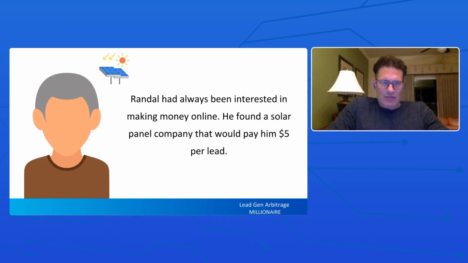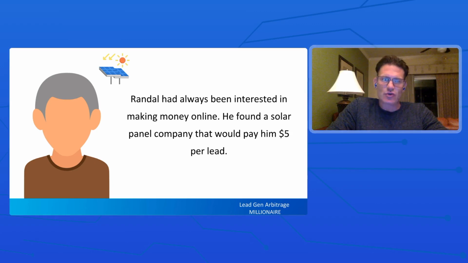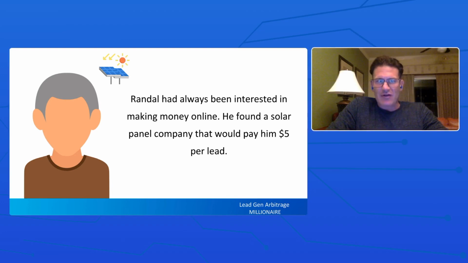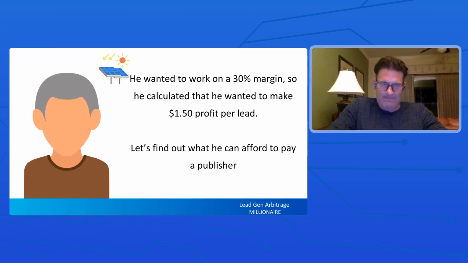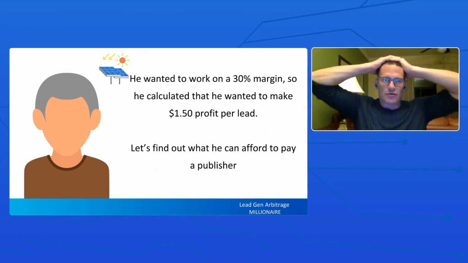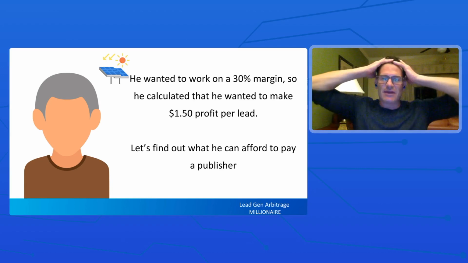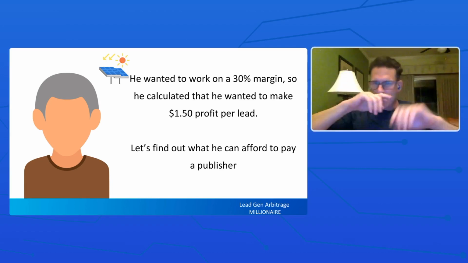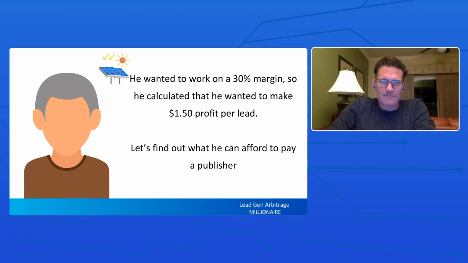So let's take a guy like Randall. He's always been interested in making some money online. He finds this solar panel company that's willing to pay him $5 for every lead that he gets them. Randall wants to work on 30% margins, so he's calculating that he's going to make $1.50 profit per lead. So 30% of that $5 is $1.50 for every lead he generates. 1,000 leads a day, boom, $1,500 profit. Let's find out what he can afford to pay a publisher.